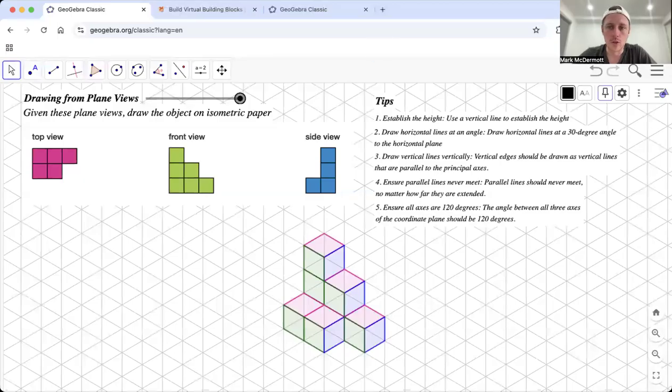All right, so we're going to look at how to draw blocks when we get given a plane view. So we can get given a top view, a front view, and a side view in 2 dimensions, and then our job is to draw it in 3 dimensions. So something like this. Let's think about how we could do that.